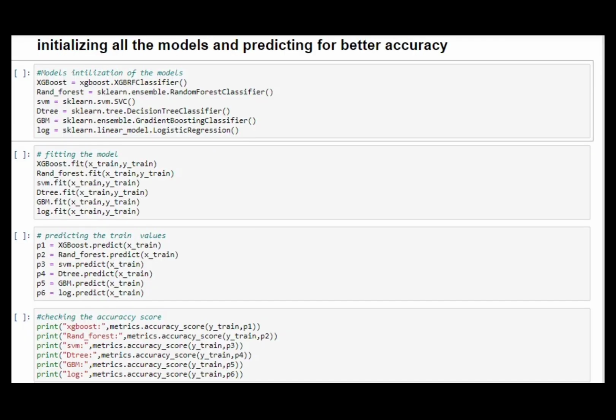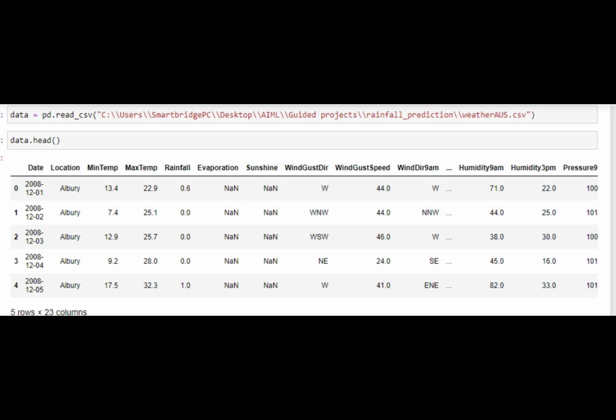Here I am initializing different machine learning models like XGBoost, Random Forest, SVM. Then I train the models using the training data, make predictions and finally compare the accuracy scores to find the best performing model. After loading the dataset, I am displaying the first 5 rows using the head function.